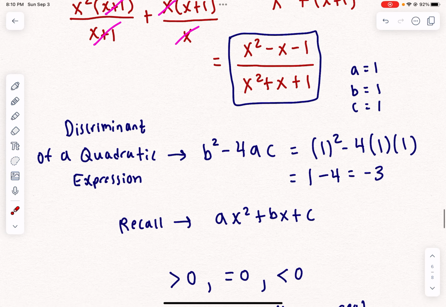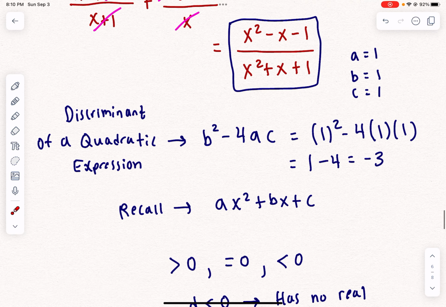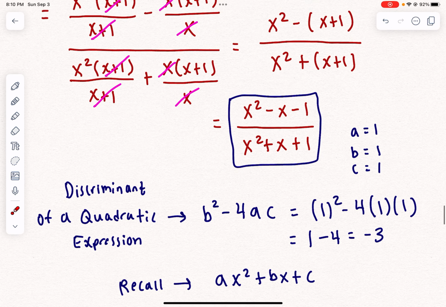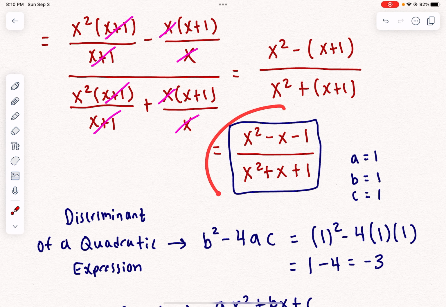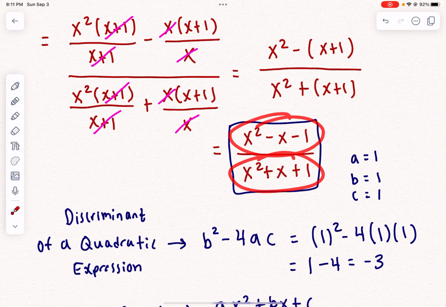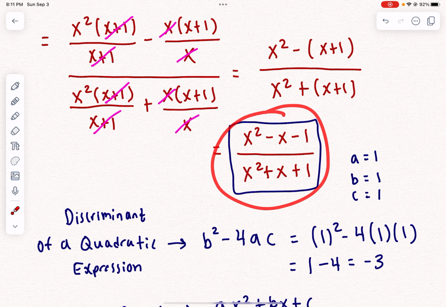I hope that this is helpful. I know that I brought in this idea of the discriminant, but it actually does help in these types of problems, because in some situations you are able to factor a quadratic expression and simplify even further than this. But in this situation, since the denominator is not factorable, this would actually be our final answer.